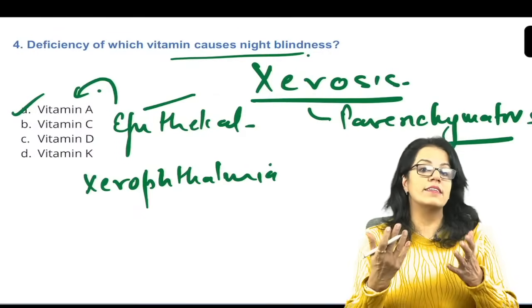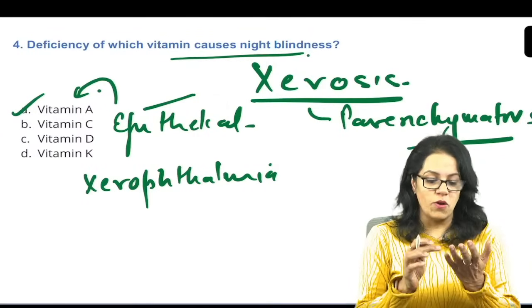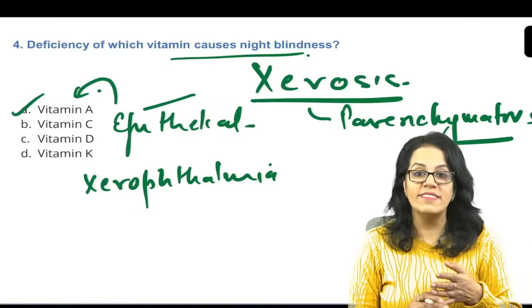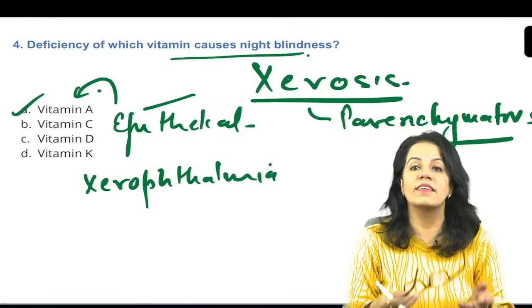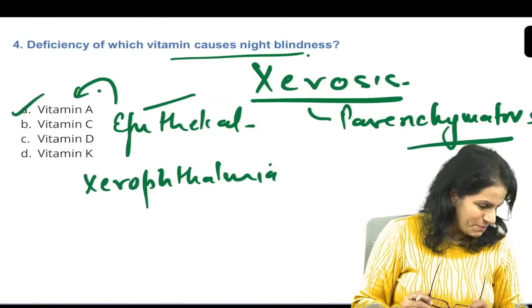What are the cicatrizing conditions? I think you all know: trachoma, all types of burn, Steven Johnson syndrome. These are all scarring conditions, okay? Okay.